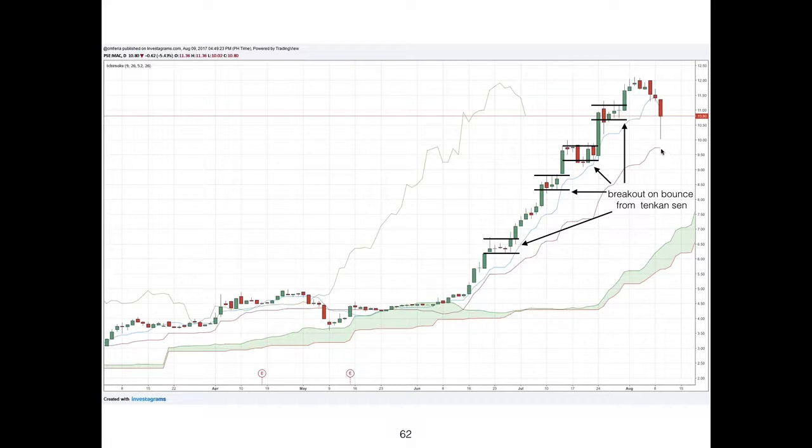It found support at the Kijun-sen last week. So you can expect a sideways to downward movement from this and not an upward movement anymore. It's possible it might form a triangle or a Darvas box from here on.